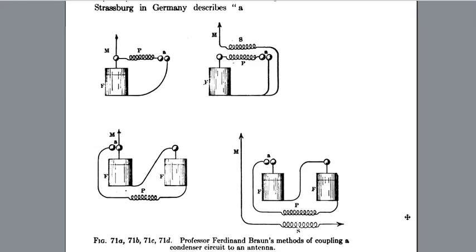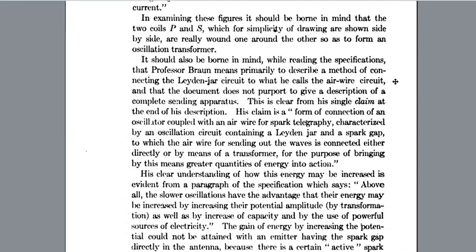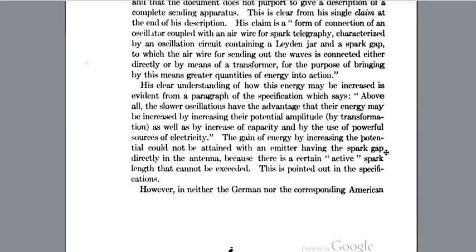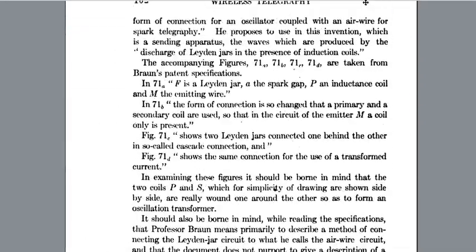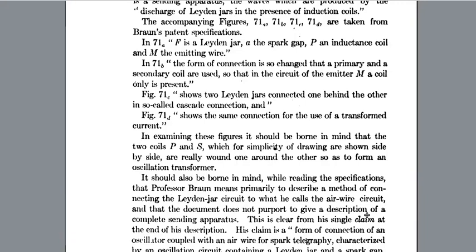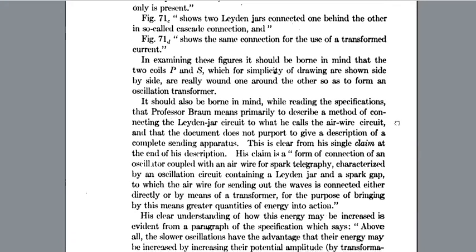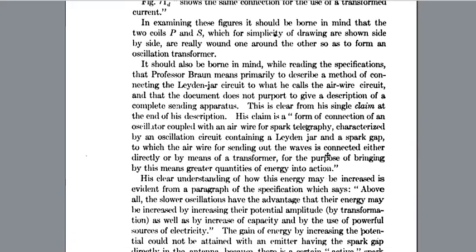It should also be borne in mind while reading the specifications that Professor Braun means primarily to describe a method of connecting the Leyden jar circuit to what he calls the air wire circuit, and that the document does not purport to give a description of a complete sending apparatus. This is clear from his single claim at the end of his description. His claim is a form of connection of an oscillator coupled with an air wire for spark telegraphy, characterized by an oscillation circuit containing a Leyden jar and a spark gap, into which the air wire for sending out the waves is connected either directly or by means of a transformer, for the purpose of bringing by this means greater quantities of energy into action.